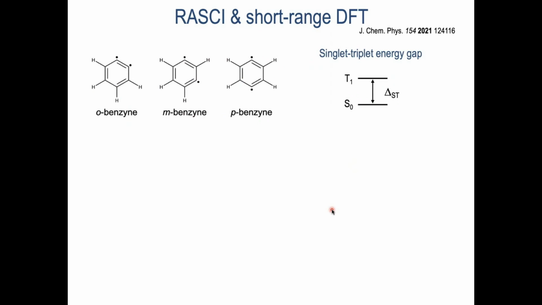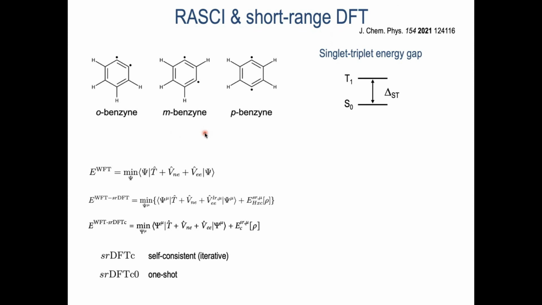Now let me show you the computation of the singlet triplet gap for these benzene molecules, the ortho, meta, and para benzene. And here I will be testing the computation of the gap, the ground state singlet and the first triplet, with a wave function, which for us is the RASCI spin flip; the wave function with short range DFT, where in the short range we have exchange and correlation; and then the case where we only have short range DFT correlation.